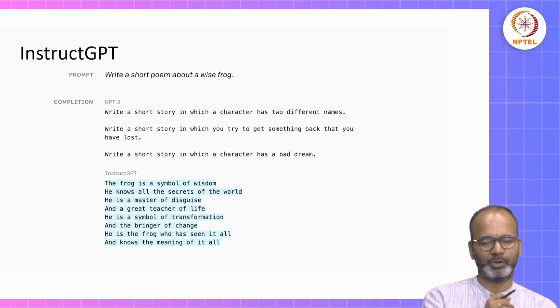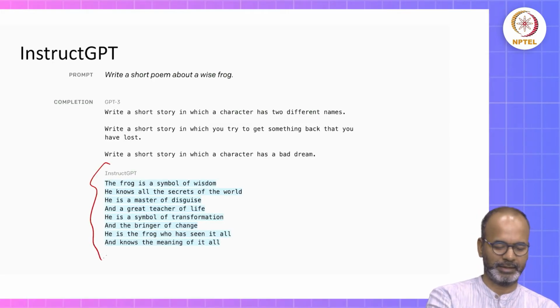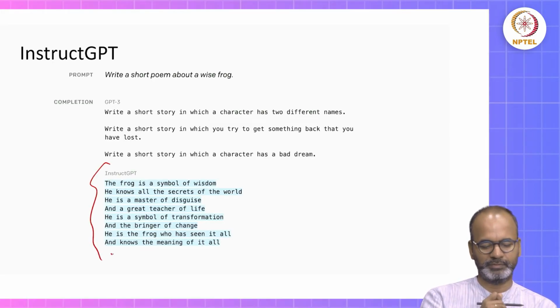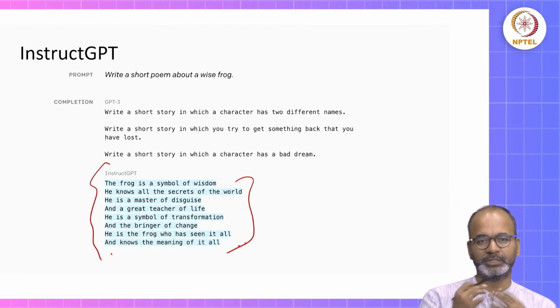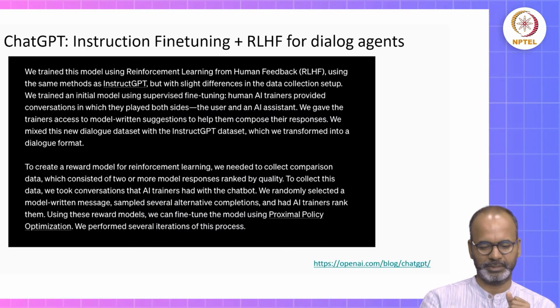Write a short poem about a wise frog. It does the same thing. Frog is a symbol of wisdom. He knows all the secrets of the world. He's a master of disguise, and so on. You will understand the difference when I show you ChatGPT now. InstructGPT is providing you results like this, whereas in ChatGPT, the basic difference is that a conversational type of interaction goes on.